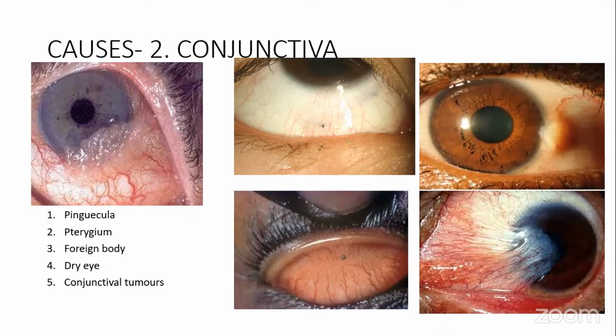Yes, the answer is yes. So your answer is yes, if you have artificial tears, it can reduce the irritation on the eye.